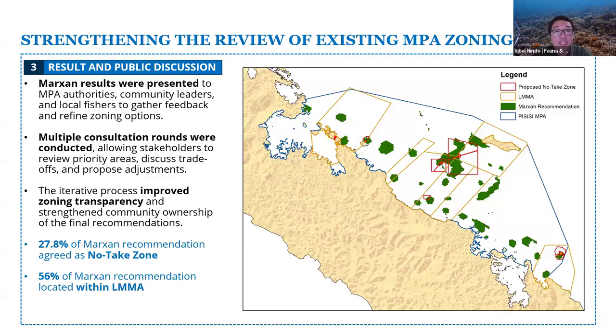Only about 27.8% of the Marxan recommendation was eventually included in the final no-take zone. But even though the number may seem small, these areas were fully agreed upon by all stakeholders, which helps reduce potential conflict in the future. Another important point is that 56% of the recommended areas fall within the existing locally managed marine areas. This gives us more confidence that the activities within these areas will remain sustainable, especially since the LMMA system has been in place and functioning well since 2017.